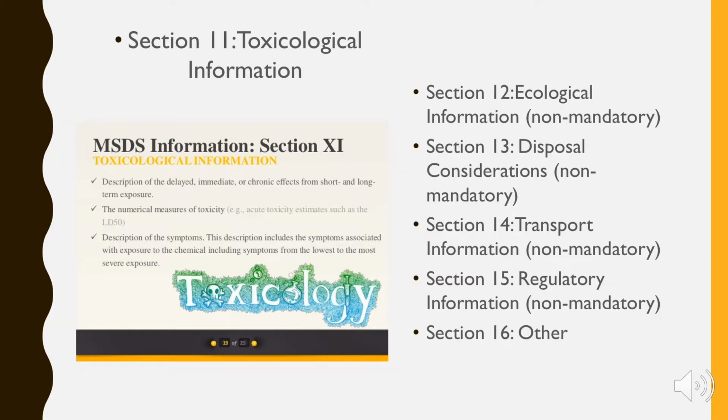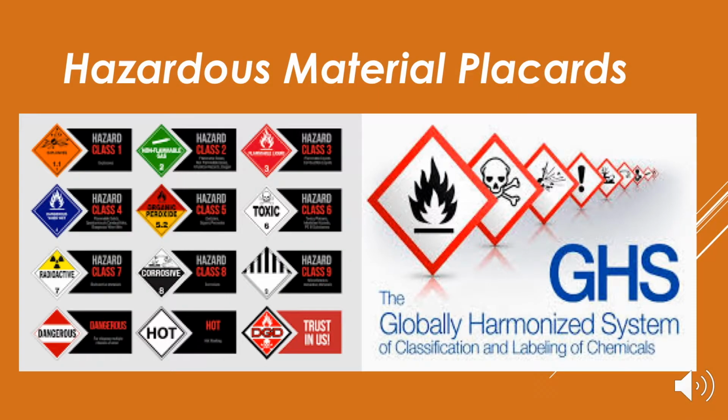Sections 11 through 15, we're not so much worried about as undergraduate chemists, but essentially they're what you do when you dispose of the chemical in the lab, or when you're at home and you need to throw it in the trash, or maybe not throw it in the trash. And then section 16 always varies as to what that is, and it's chemical dependent.